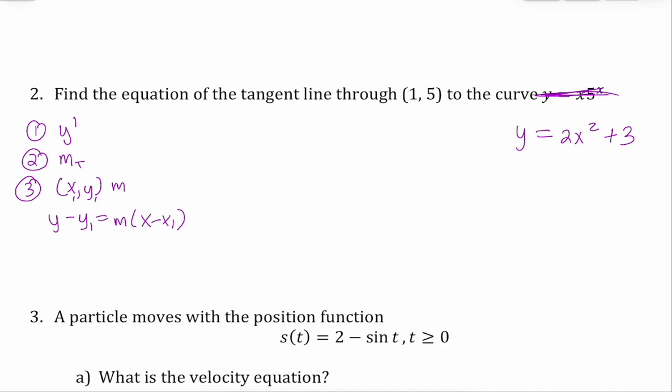Okay, anyway. So the first thing we do is we take the derivative, which is 4x. Second thing we do to find the slope of the tangent, we use that formula to plug in the x value that we've been given, because that, remember, is the formula for the slope of the tangent at any point. But we need the point (1, 5), so our x value is 1. So that's 4 times 1. Our slope is 4.